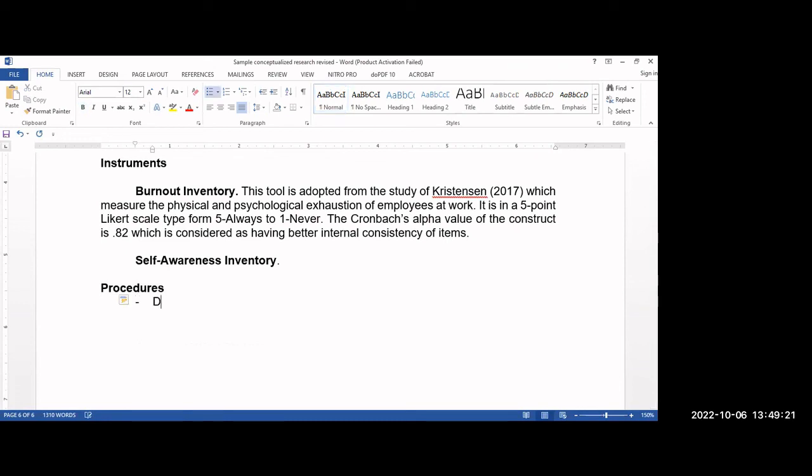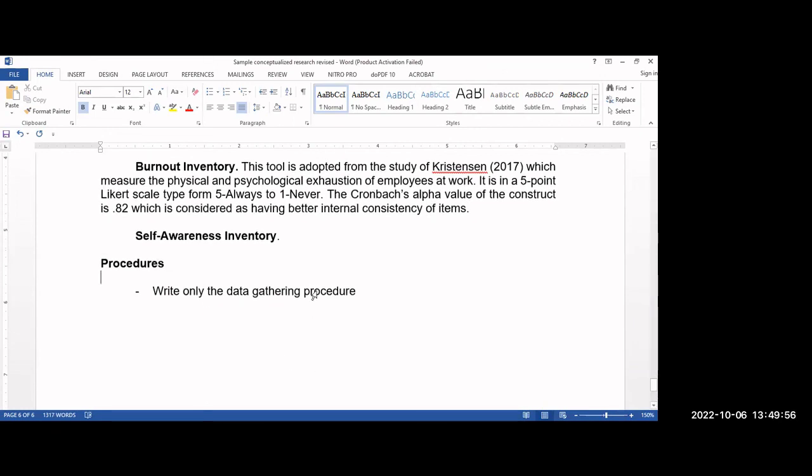Ito, wala namang problema ito. You just have to write the data gathering procedure. Okay? Write only the data gathering procedure. How do you gather the data? Asking permission, so something like that. And then after getting the data, so post data gathering, what will you do? You tabulate, analyze, and interpret the results. So ilagay mo lang, i-paragraph form mo lang. You don't need to have a lot of paragraphs. You just have to have this one paragraph.